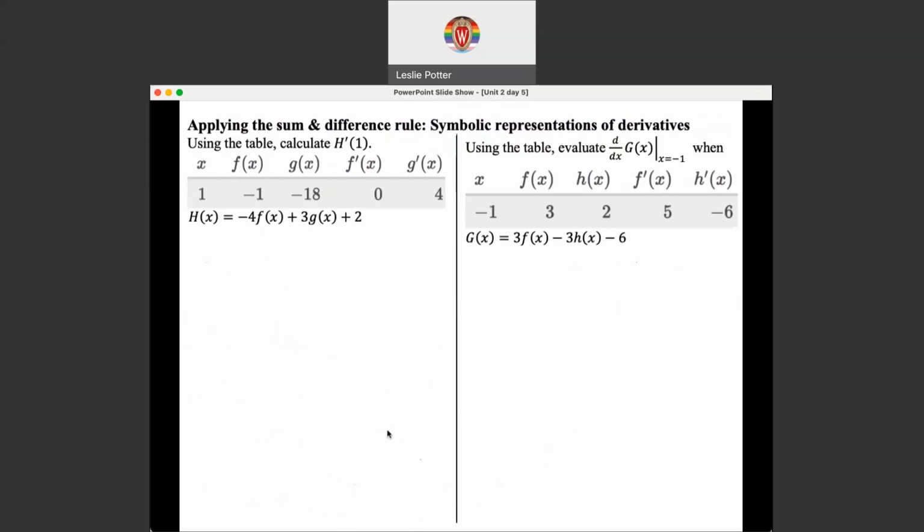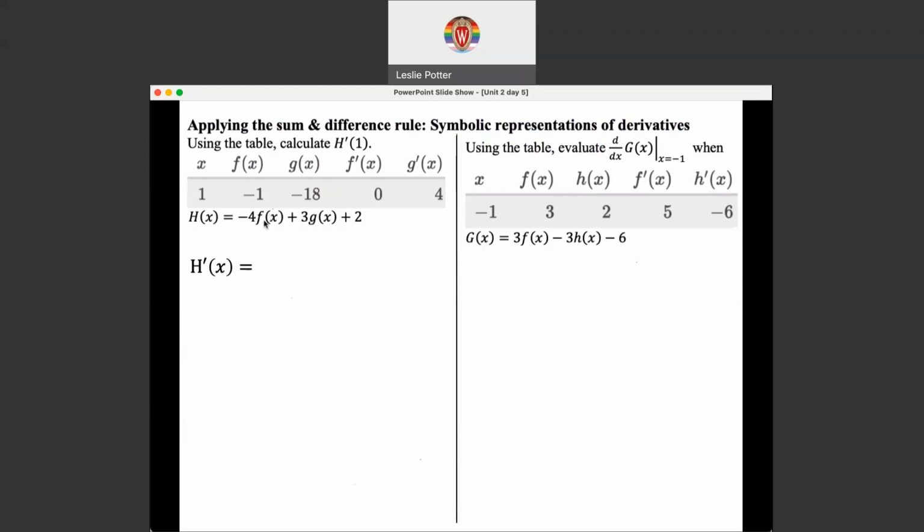Okay, so we also can do a sum and difference rule symbolically. This is not that bad, but it's a little goofy looking to begin with. So let's take a look at this. I have h of x here, and h of x is -4f of x plus 3g of x plus 2. And I want to do the derivative. Don't think too much about this. This is like -4x squared, right? I would do -4 and then do the power rule on x squared.